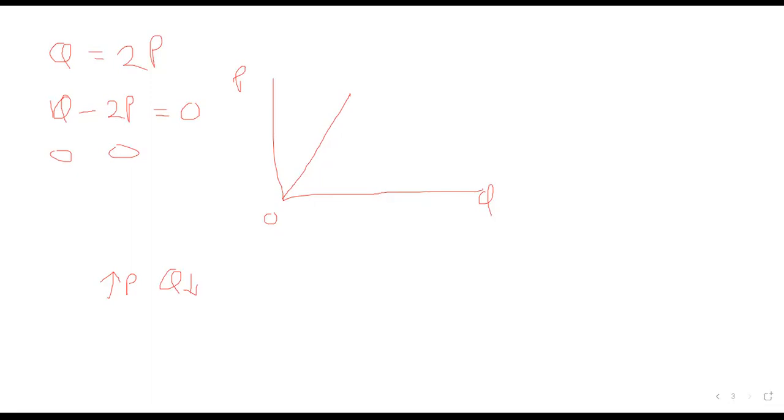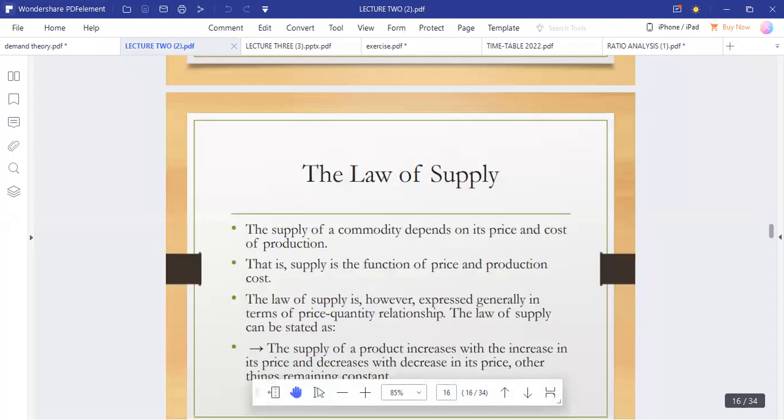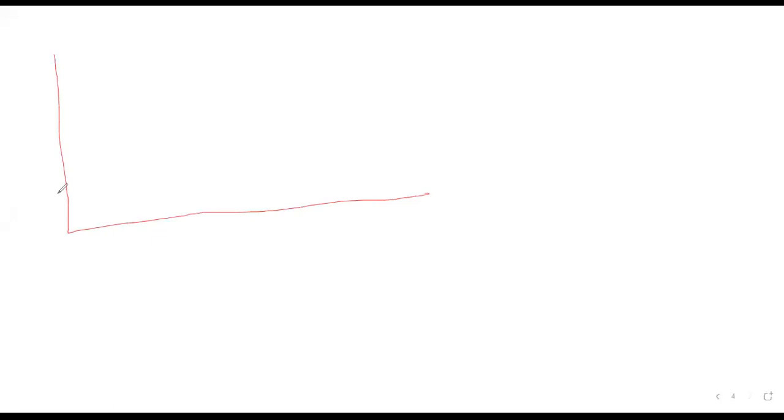For supply, you need to understand that producers are more willing to supply at a higher price. So the supply is simply the quantity or commodity which producers are willing and able to offer at a particular price. So the law of supply simply states that the higher the price, the higher the quantity supplied. So supply is always upsloping. Why? Because if you're going to increase your price from P1 to P2, suppliers will be willing to supply more, from Q1 to Q2.